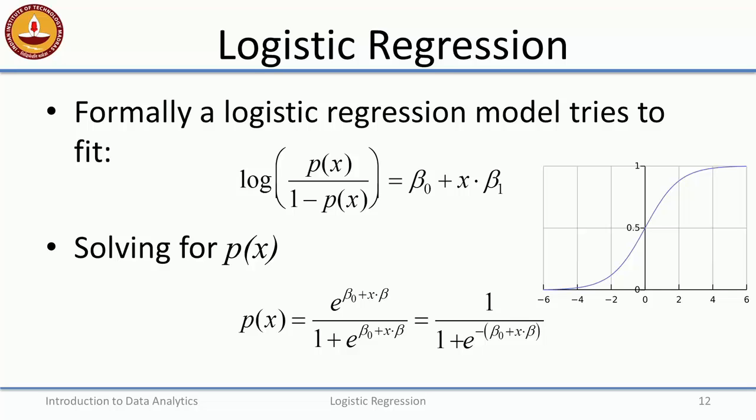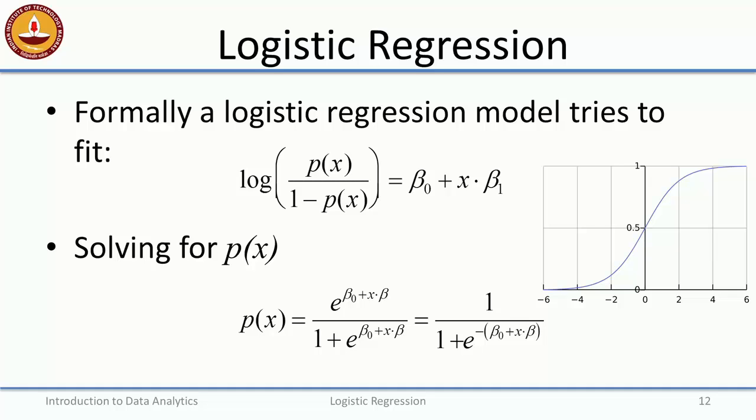So, you can see that it behaves like a probability function. It runs only from 0 to 1, and by varying the value of beta, you are going to vary the slope, and by varying the value of beta naught, you are going to vary where the function is going to rise. So, this gives us a very valid way of fitting probabilities. There is no problem with interpreting p of x fitted in this fashion as a probability.